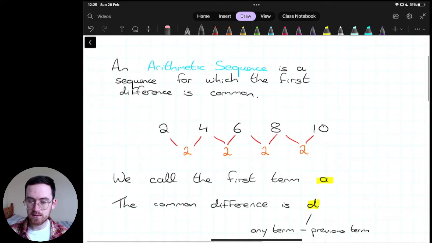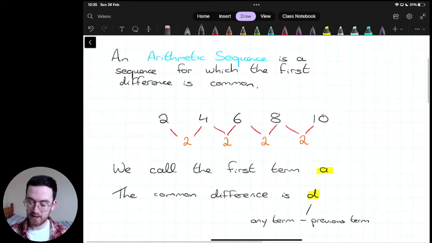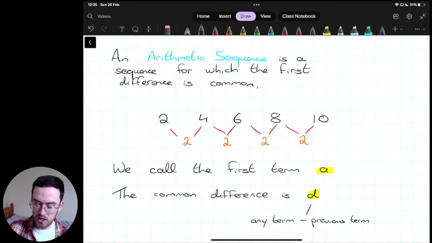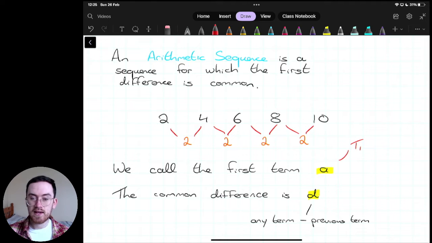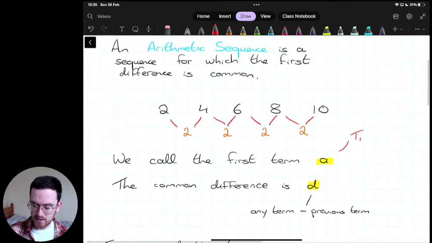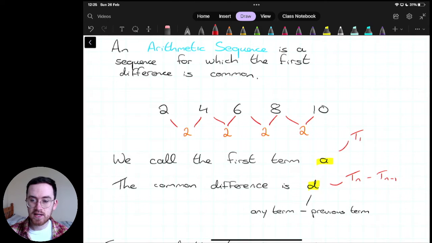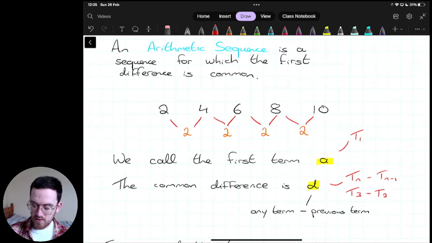For an arithmetic sequence, we call the first term A. So the first term, that's T1, is called A. In terms of the formula we're going to look at, the value of A is the first term, T1. The common difference then is D, and you can think of that as being any term minus the previous term. So if we're writing that with our letters, it would be Tn minus Tn minus 1. What that means is that if we have, say, T3 and we take away T2, that should be the same as, say, T4 take away T3. The difference between each of these terms should be the same, because it's common, because it's arithmetic.